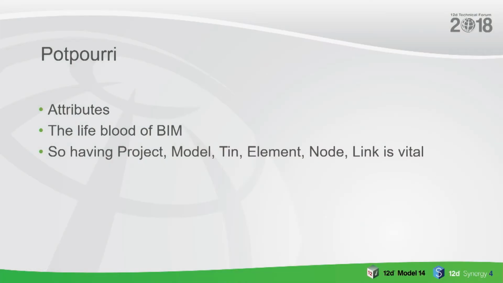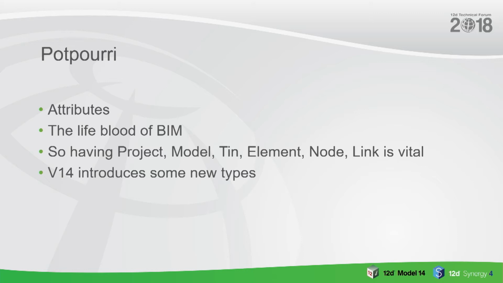Attributes, lifeblood of BIM. So having project, model, tin, element, node, link. See, I've updated node and link. I didn't say vertex and segment. Say 12D ASCII though. Continue. Oh, okay. This is what happens when I go fast.